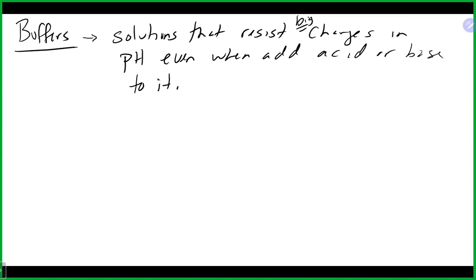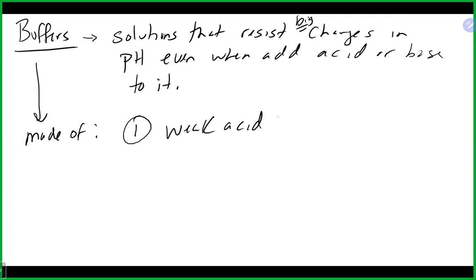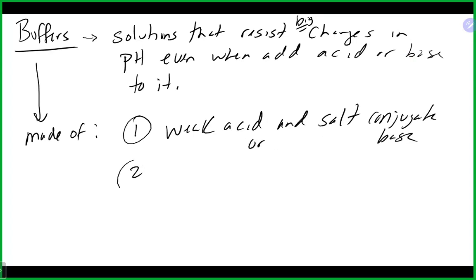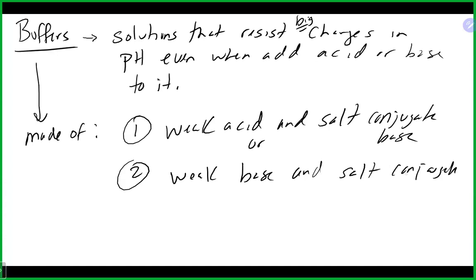The reason for that is what they are made of. So they are made of a combination of either a weak acid and the salt of its conjugate base, or it is made up of a weak base and the salt of its conjugate acid. And that's really what makes a buffer sort of a buffer.